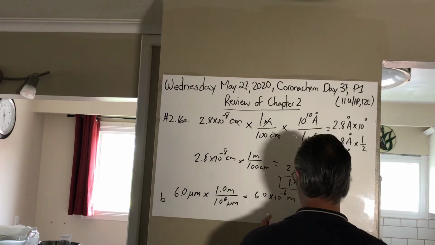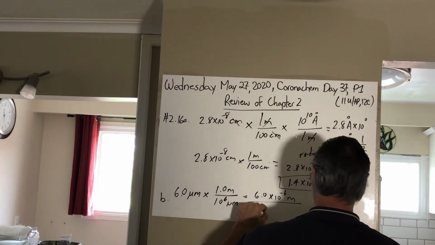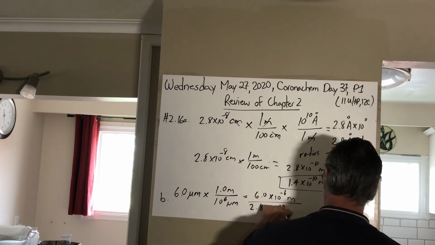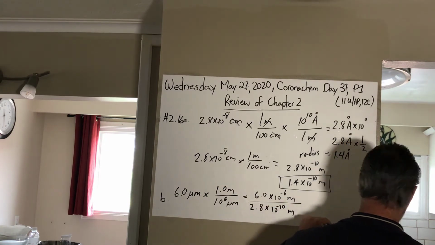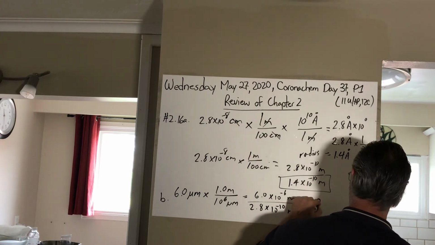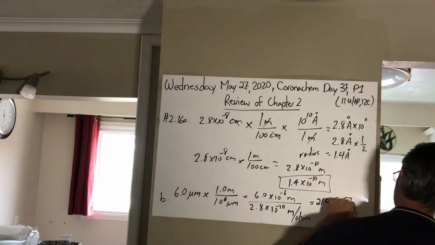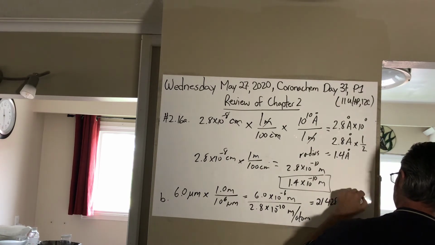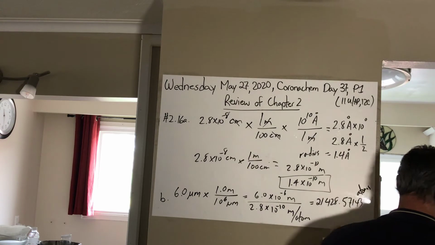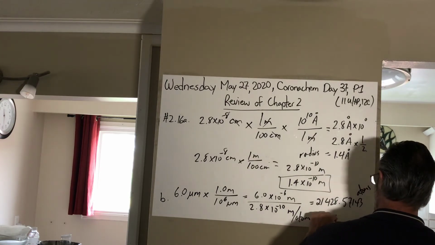And because each atom has a diameter of 2.8 times 10 to the negative 10 meters, it's going to require 21,428.57143 atoms. Of course, we're not going to report that. We're going to report 2 sig figs. So we're going to say 2.1 times 10 to the 4.